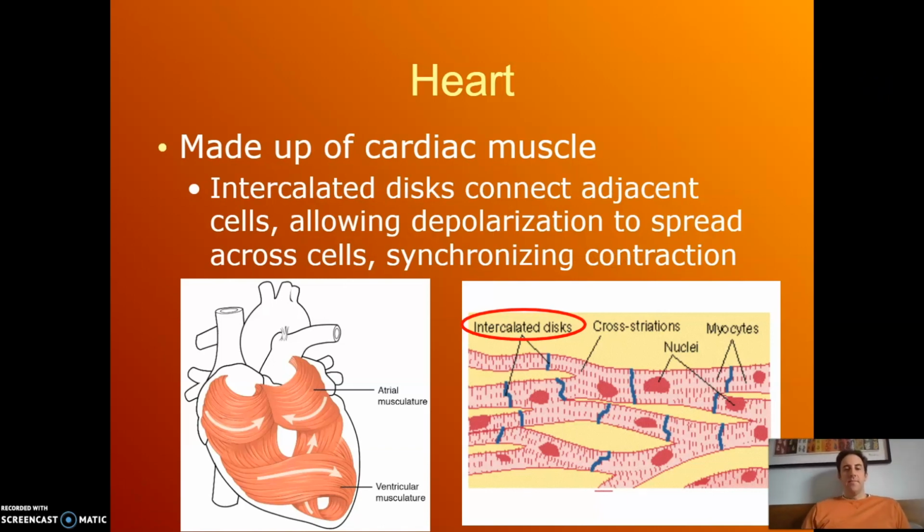This is cardiac. And what's interesting and unique about cardiac muscle is it has these little things called intercalated discs that connect these adjacent cells. So this cell here is connected to this cell by this intercalated disc. And what that means is if an action potential is spreading through this cell, it can continue undisturbed through the intercalated disc to this cell. And what that means is all of the cells that make up the heart can contract all at the same time. And that's important for pumping blood.